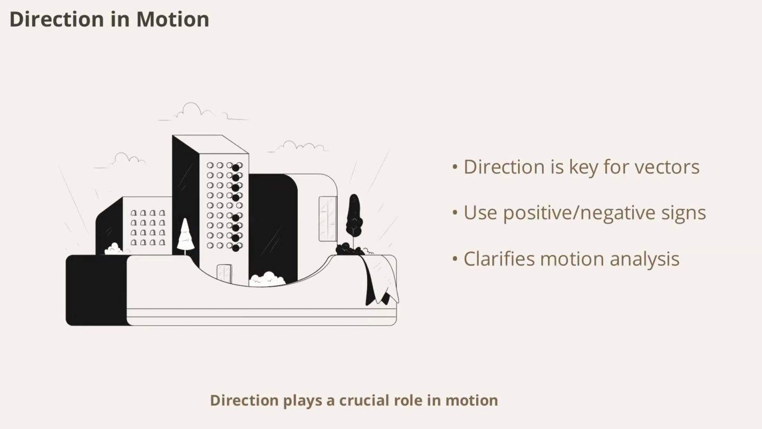Direction plays a crucial role in motion. For vectors like displacement and velocity, specifying direction is as important as stating the magnitude. In one-dimensional motion, we often use positive and negative signs to indicate direction along a straight line, such as east or west, or up and down.